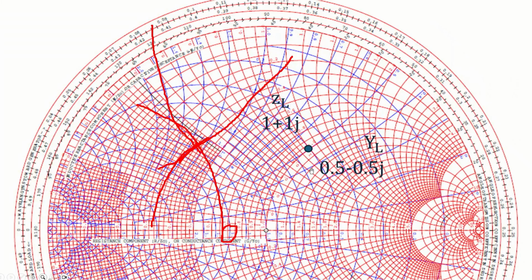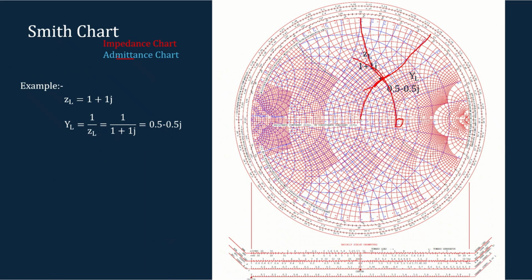So if I consider the blue circles and the lines, I'll be getting the corresponding value. Here you can see that the constant conductance is having a value of 0.5, and this blue line is also having a value of 0.5. As the top portion of this blue line is negative, this admittance value is 0.5 minus 0.5j. So this is my admittance.